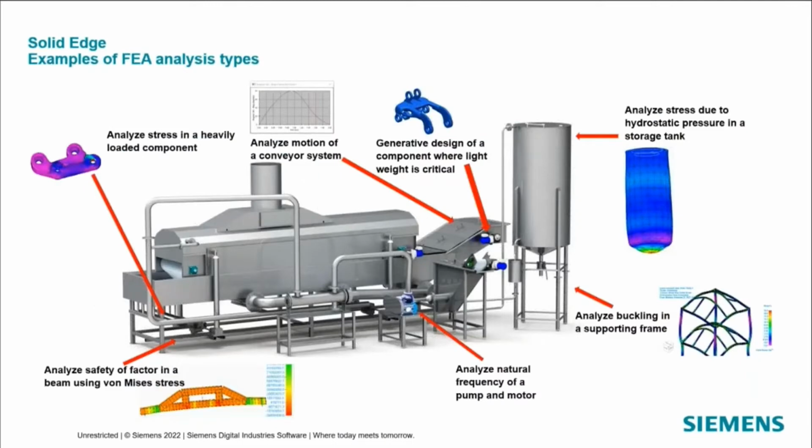Here are a few examples of the types of analysis you can perform on industrial equipment using Solid Edge FEA simulation. As you can see, we support different types of analysis, starting with analyzing the stresses in heavily loaded components, finding out the factor of safety in a beam using von Mises stress, analyzing natural frequency of a pump and motor, analyzing buckling in a supporting frame, generative design of a component where lightweight is critical, and a new capability that includes analyzing the stress due to hydrostatic pressure in a storage tank.